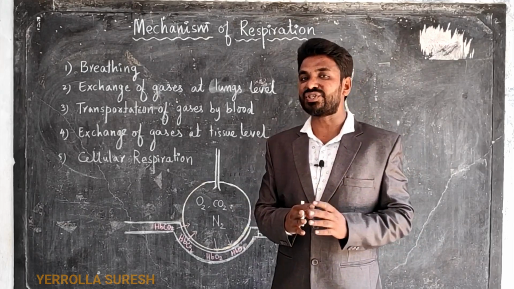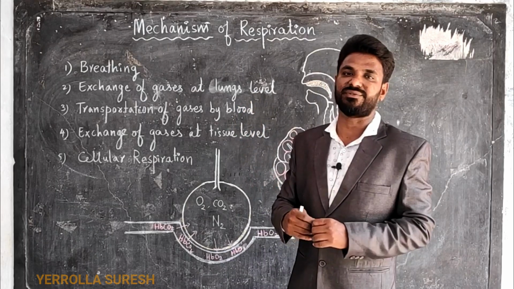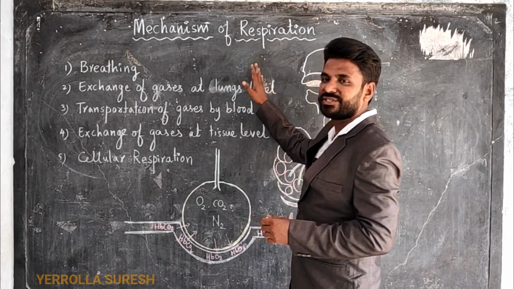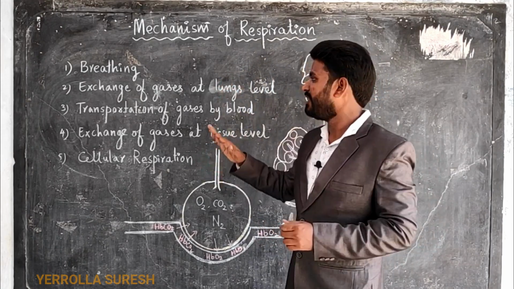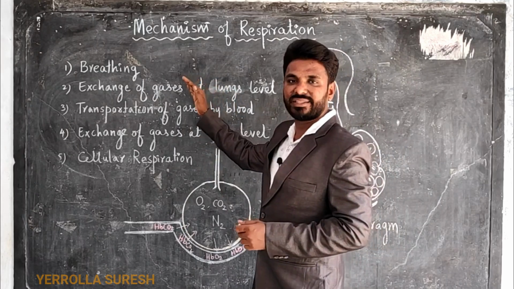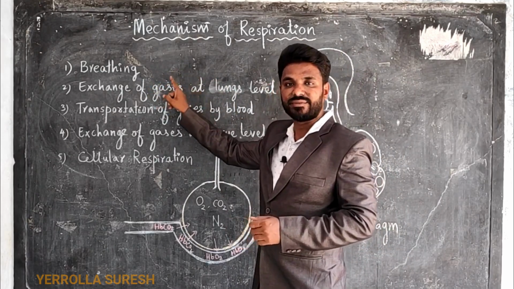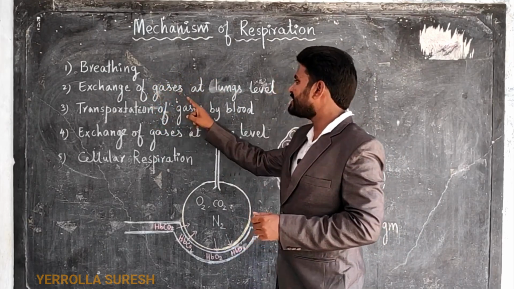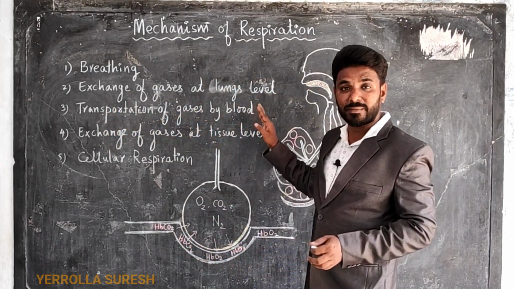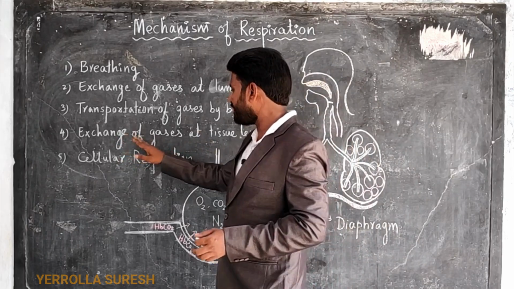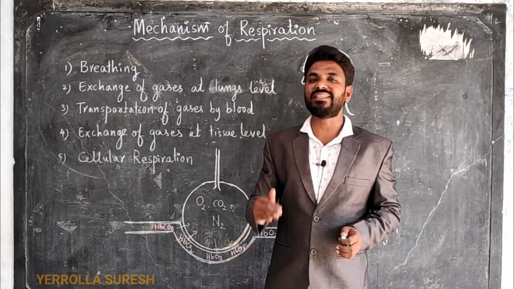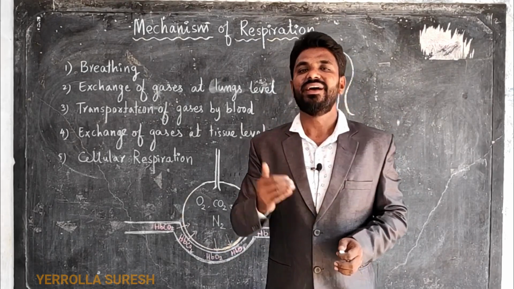Let's concentrate on all the steps of respiration. Now let's have a glance over this: the mechanism of respiration, or the steps present in respiration. There are 5 steps in the respiration process. The steps are like this. First one, breathing. The second one, exchange of gases at lungs level. And third one, transportation of gases by blood. And fourth one, exchange of gases at tissue level. And fifth one, cellular respiration. Like this, different stages are seen in respiration.